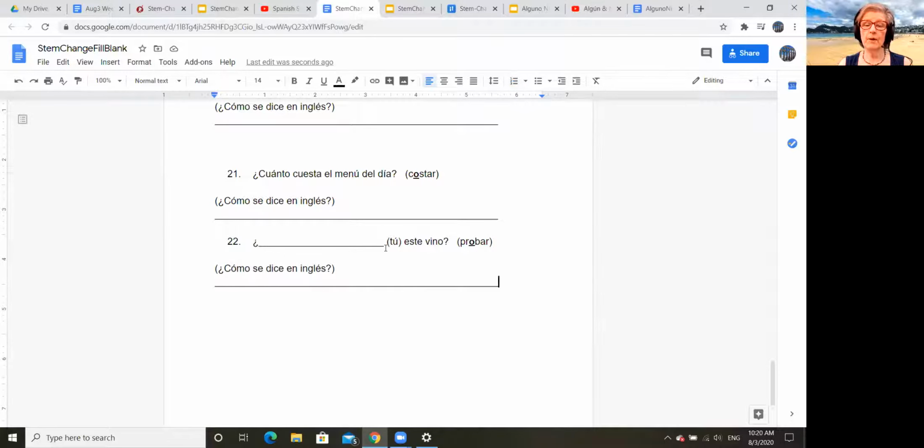This verb probar means a few different things. It can mean to test something. It can mean to taste something, to take a sample of it. It can mean to try clothing on. When you try clothing on, you're testing it out on your body to see if it fits, right? If you're taking a taste of something, you're testing it out to see if the seasoning is right, okay?